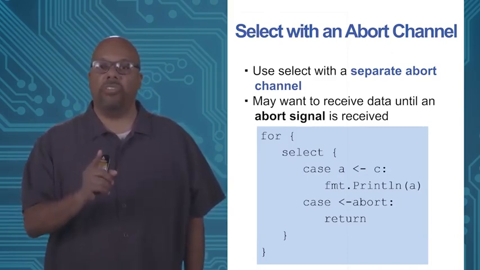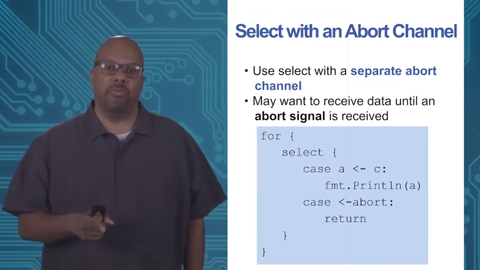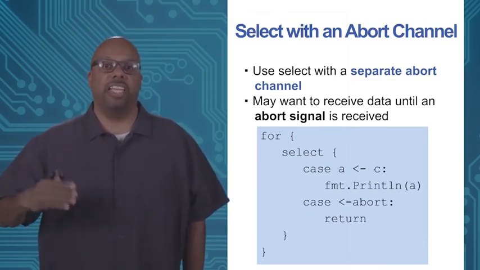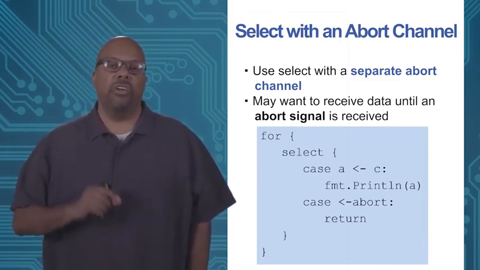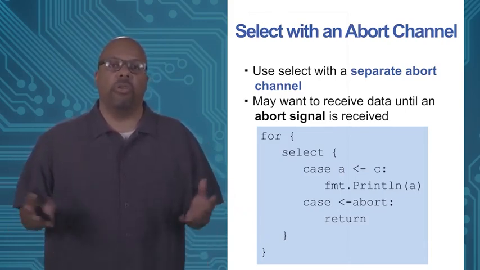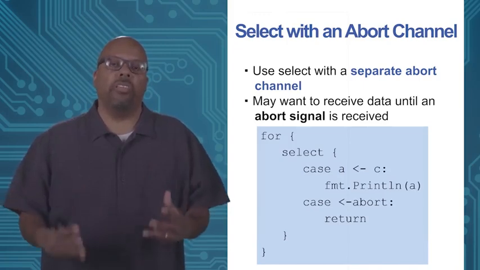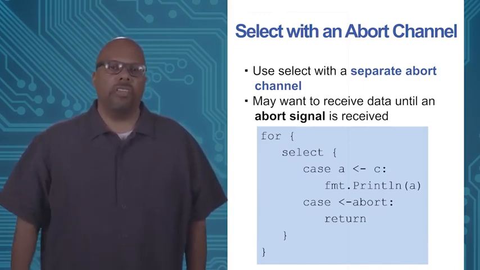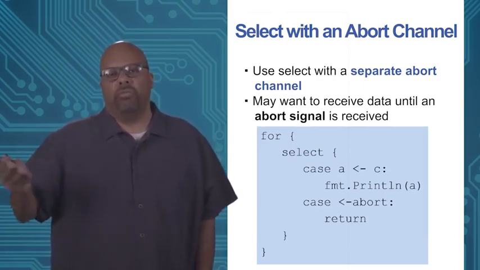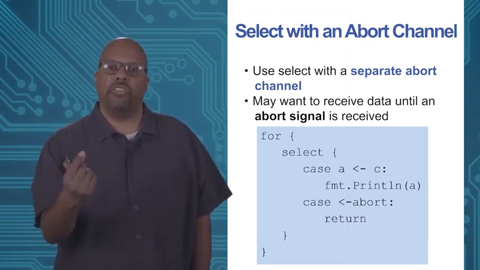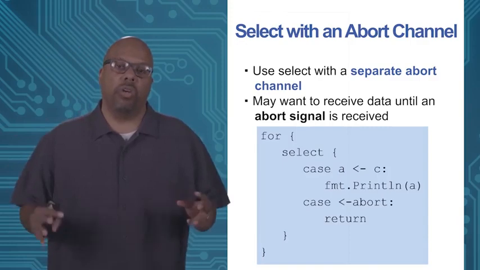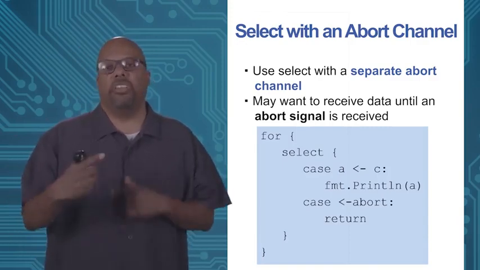Notice that we are not paying attention to the data that comes in on the abort channel. I'm not saying case X equals arrow abort. I just said case arrow abort. So I don't care what data is coming in on the abort channel. If something comes in on the abort channel, that means the user wants to abort, or somebody is ordering you to quit this loop, and then you just return at that point. So this is a common use of select. You can have this separate channel that happens probably infrequently. Most of the time you're going through the first case, reading data and processing it off the normal channel, but every once in a while somebody's going to want to abort your procedure, and so you have a separate abort channel that you select from.